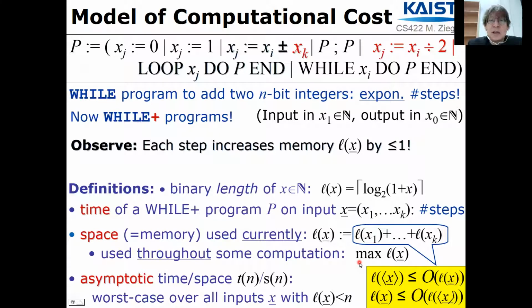At each instant in time, investigate how much memory is used, and then take the largest amount of memory used throughout the computation on one specific initial input. And asymptotically means we now also let the inputs vary, and we let them vary over all possible inputs of binary length less than n. So that means inputs can have values up to 2 to the n minus 1. And this is in correspondence with the Turing machine model, where one also considers n as a bound on the input length, the binary input length.